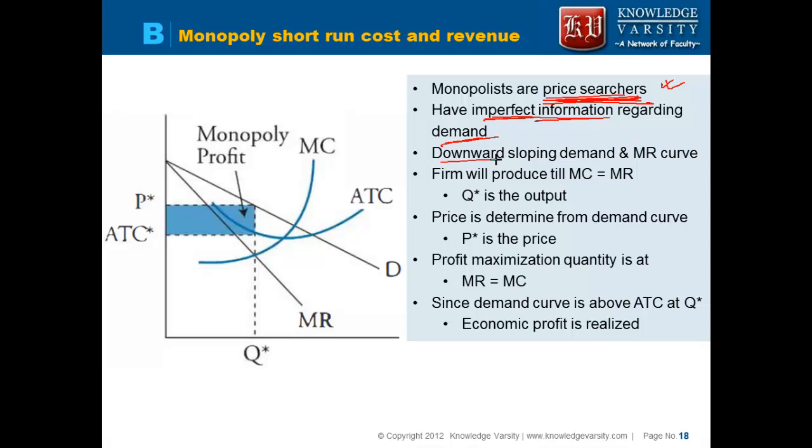They face a downward sloping demand curve, and the marginal revenue curve is also downward sloping. We have seen that if this is your demand curve, your marginal revenue curve will slope more steeply than the demand curve. Now always remember that whether it's perfect competition or a monopoly, production will be done only till marginal cost is equal to marginal revenue.